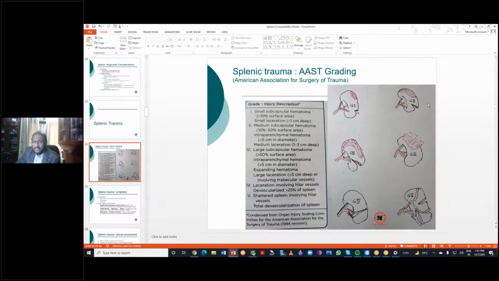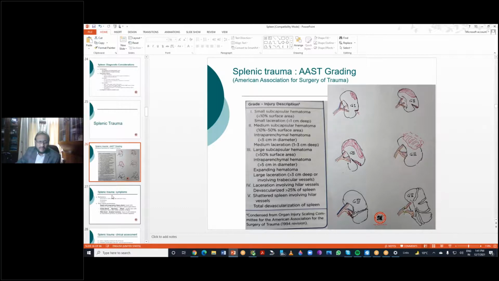So you've got grade 1, and grades 2 and 3 are two types. In one, you've got a burst open subcapsular hematoma, and you can have grade 4 when you start having damage to the vasculature. Now, in grades 1, 2, and 3, there is no damage to the direct vasculature, no damage at the hilum, but 4 and 5 are hilar injuries, and that's why in 5 it becomes a total devascularization of the spleen.